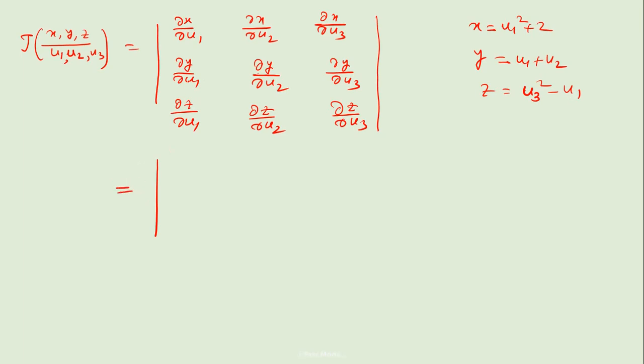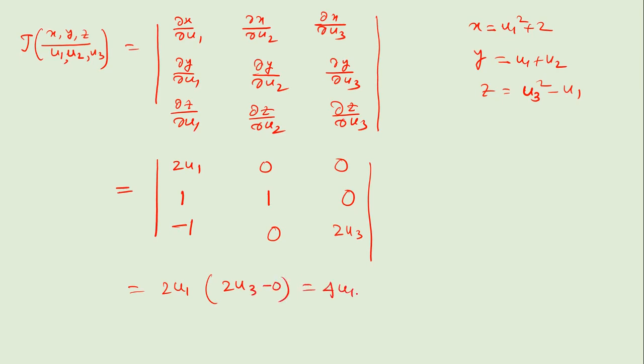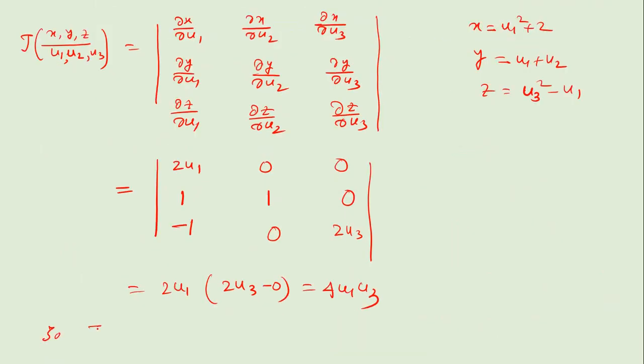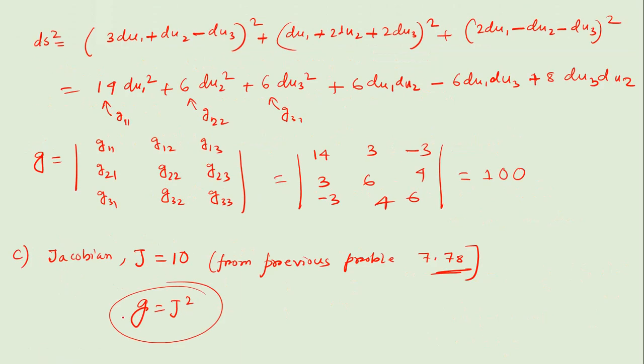So calculate this expression. Del x del u1 is 2 u1, del x del u2 is 0, del x del u3 is 0, and del y del u1 is 1, del y del u2 is 1, del y del u3 is 0, and del z del u1 is minus 1, del z del u2 is 0, and del z del u3 is 2 u3. If we expand, that is 2 u1 into 2 u3 minus 0, so this is 4 u1 u3, right? Now it says verify j square equals g. g is nothing but j square, which is 16 u1 square u3 square. So j square equals g. Here also we got j square equals g, the same relation as previously.